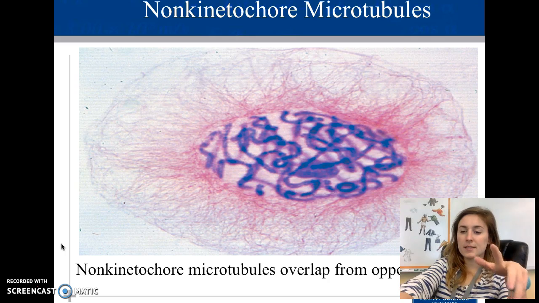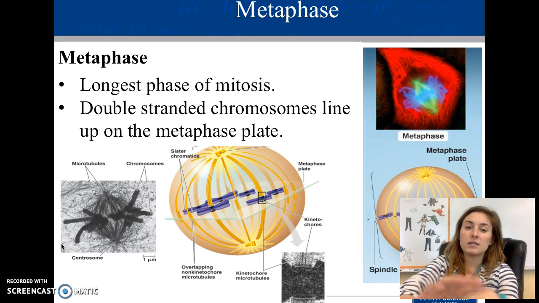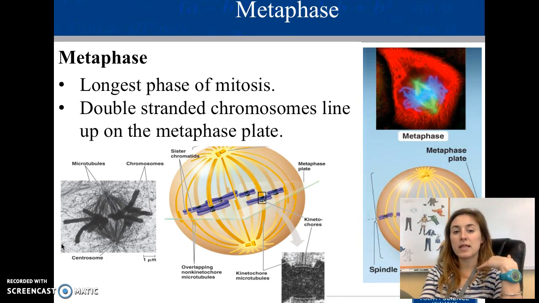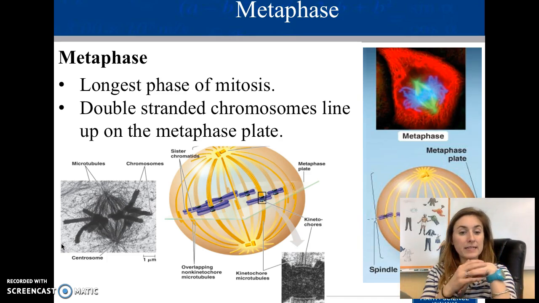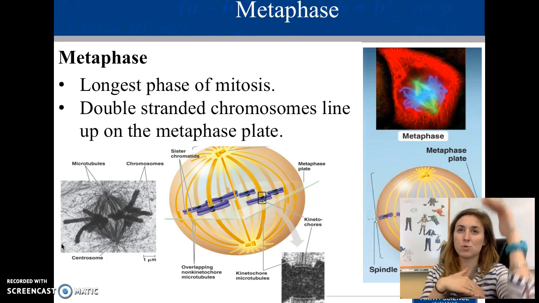So this is kind of a mutation where we see there's no kinetochore. If you recall, the kinetochores are what attach the spindles to the chromosome itself. So you've got prophase, prometaphase, and then metaphase. The longest phase of mitosis, this is when the double-stranded chromosomes line up along what we call the metaphase plate. They need to line up so that each sister chromatid can separate into one side or the other.